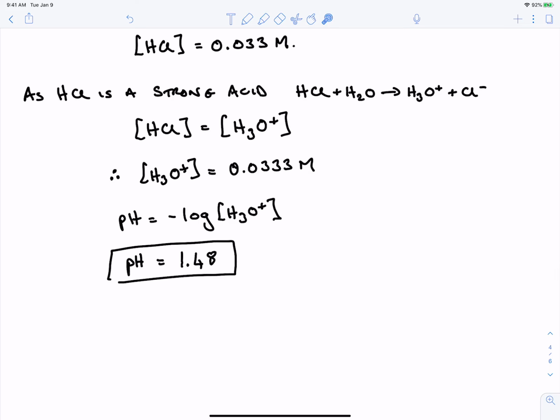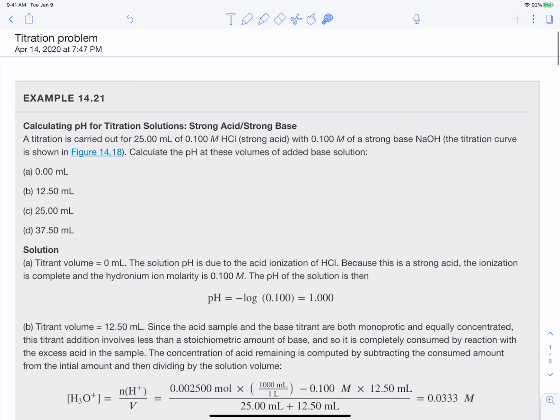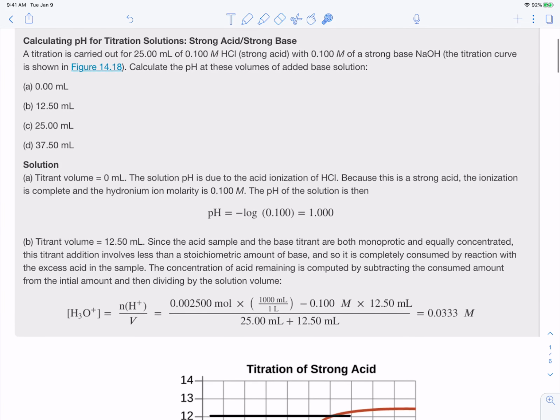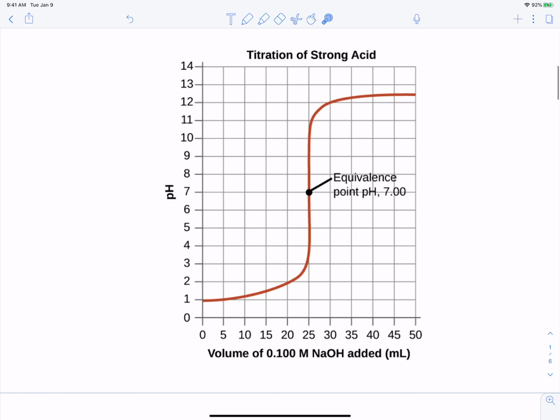And so after this problem, if I go back to the beginning, this problem asked, what if you add 0 mils, 12.5, 25 mils, 37.5 mils? They show one method with a large equation. I've shown you a method by breaking it down into what we've seen before. And so if you go to your textbook, you can also do the next two, C and D, and understand how a titration of a strong acid and a strong base works, and how you can calculate the pH of the solution at all of these points.